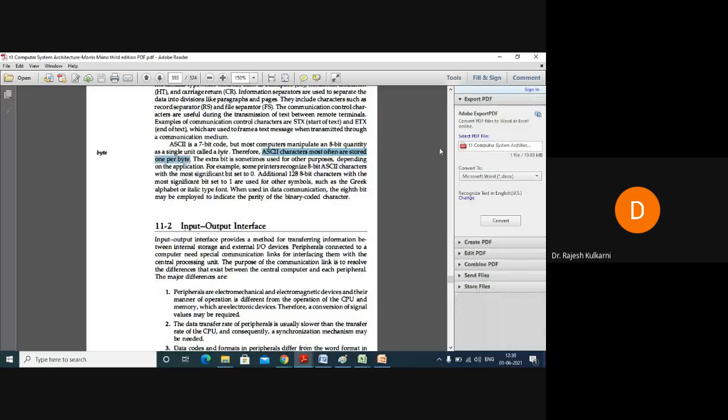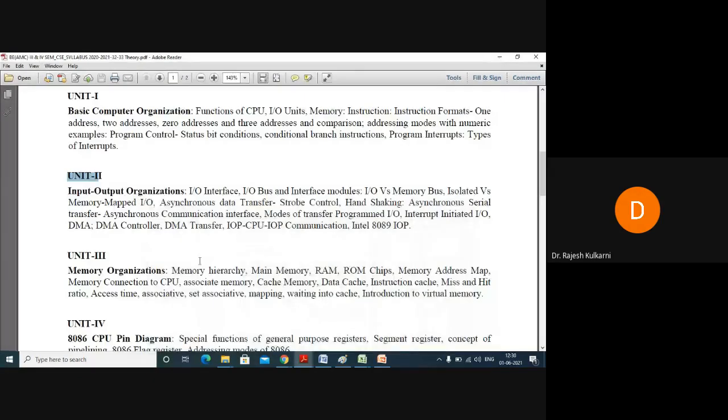What we'll do is from today, we'll try to start Unit 2. Unit 2 consists of input-output organization, input-output interface, I/O bus, interface modules, I/O versus memory bus, isolated versus memory mapped I/O, asynchronous data transfer, strobe control, handshaking, programmed I/O, interrupt I/O, DMA, direct memory access, IOP, CPU-IOP communication, Intel 8089 IOP.